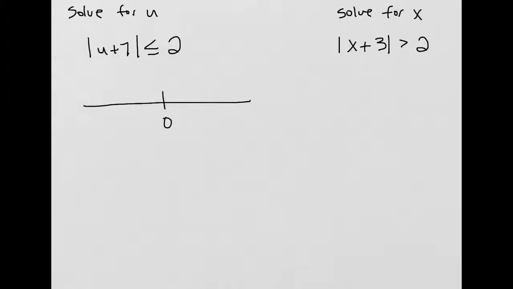So if I want my distance from zero to be less than or equal to 2 units, well, let's start by finding where the distance from zero is exactly equal to 2 units. So there's 2 places on the number line where that happens. One place is at 2, the other place is at -2. So if I want my distance from 0 to be less than or equal to 2, that means I'm going to be in here somewhere. So what that means is that u plus 7 has to be sandwiched between 2 and -2.